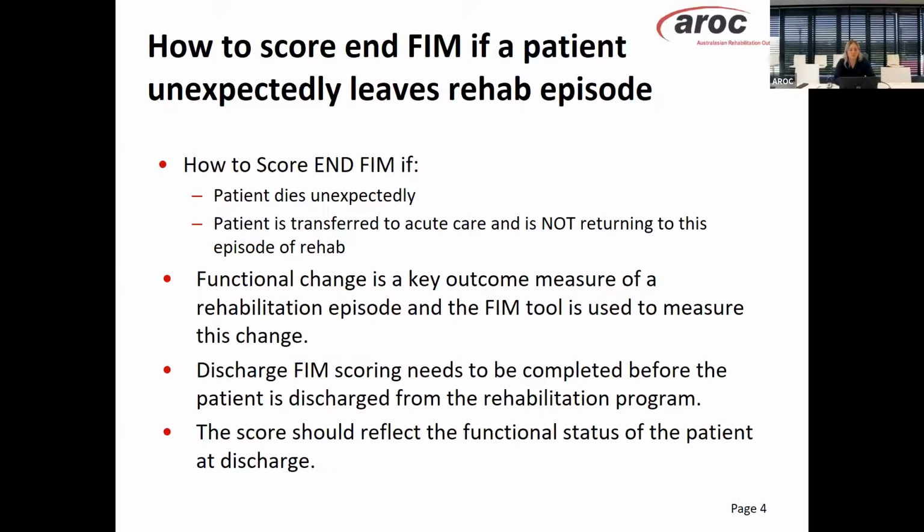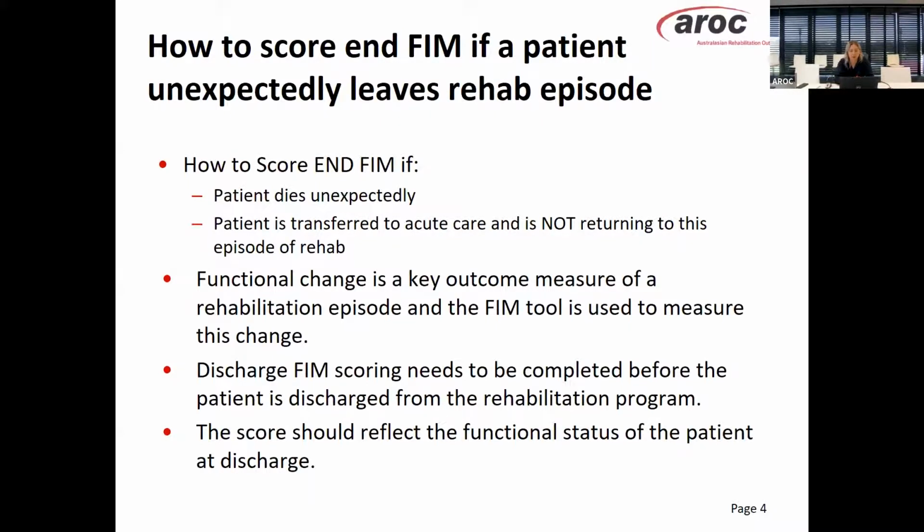So the first topic, how to score the end-FIM if a patient unexpectedly leaves the rehab episode. This is probably one of the most common questions we get. So that's how to score the end-FIM if a patient dies unexpectedly or if the patient is transferred back to acute care and is not returning to the episode of rehab.